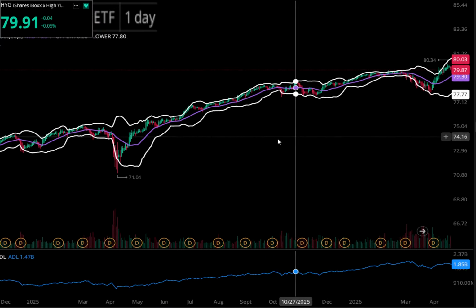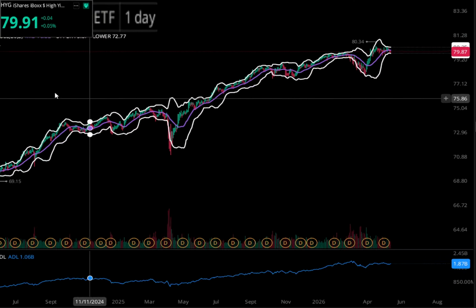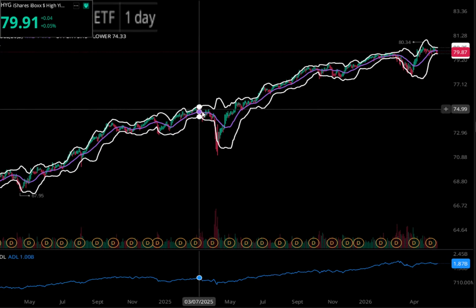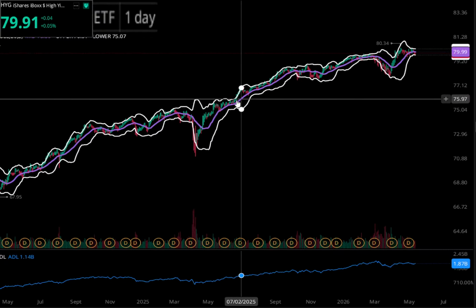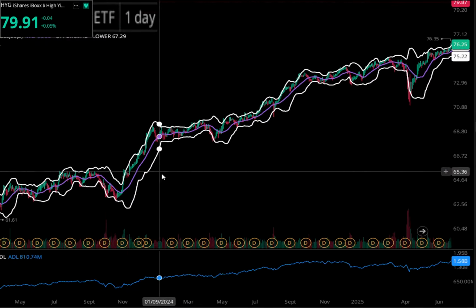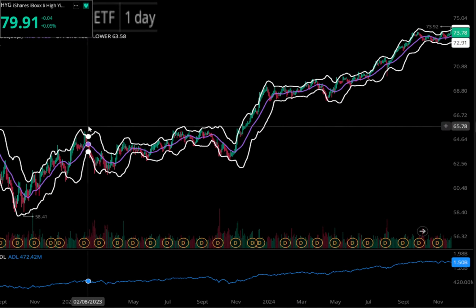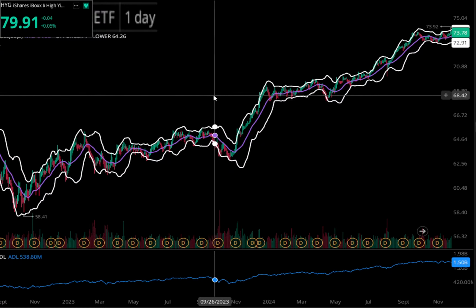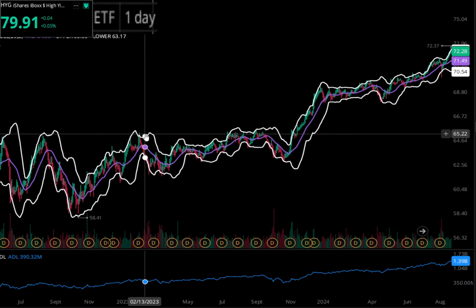Because what do we see within the HIG when we get those major sell-offs? We see this HIG price drop down very dramatically. Very dramatic drop. Let's go back to the selling of, let's see, it was right in here.